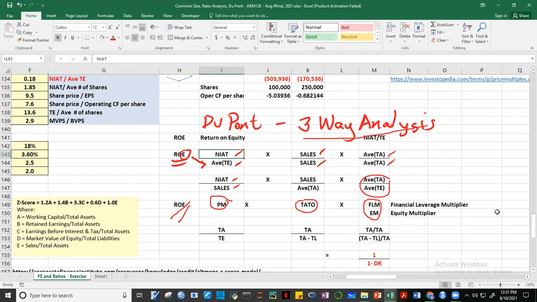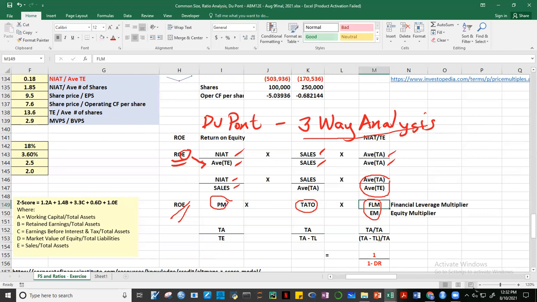So ito lang yung formula ni ROE, net income after tax over average total equity. If you multiply that by sales over sales and average total assets over total assets, and then reposition this can be converted into profit margin, TATO, and financial leverage multiplier. Ang sinasabi ni DuPont, three-way analysis, kasi importante yung ROE. In order to increase ROE, it means you have to increase profit margin, you have to increase TATO, you have to increase financial leverage multiplier.